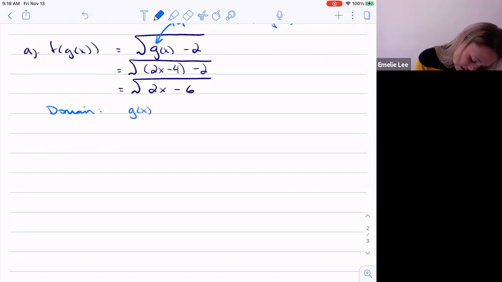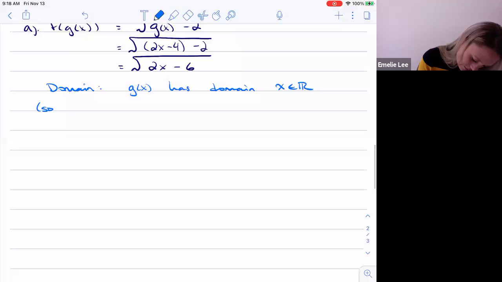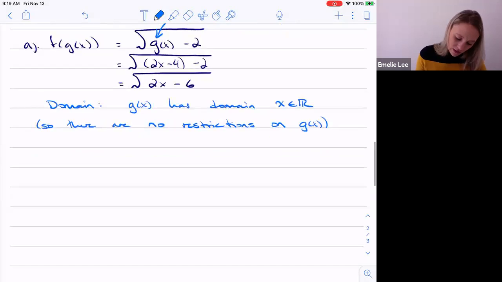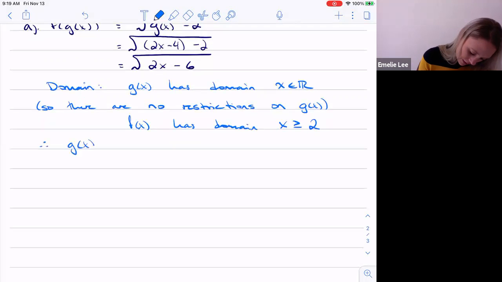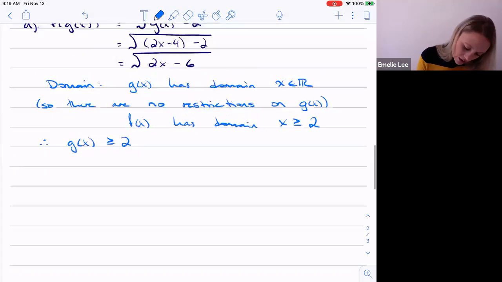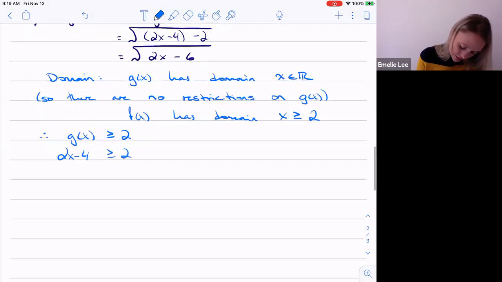But just for consistency, let's do the domain here. Domain, well, g of x has domain x in the set of real numbers, right? So no restrictions there. So there are no restrictions on g of x, okay? And then we need to make sure that g of x satisfies the domain of f of x. f of x has domain x has to be greater than or equal to 2. Therefore, g of x must be greater than or equal to 2, right? Because I'm putting g of x into f of x. So if g of x has to be greater than or equal to 2, I've got 2x minus 4. So 2x minus 4 has to be greater than or equal to 2.